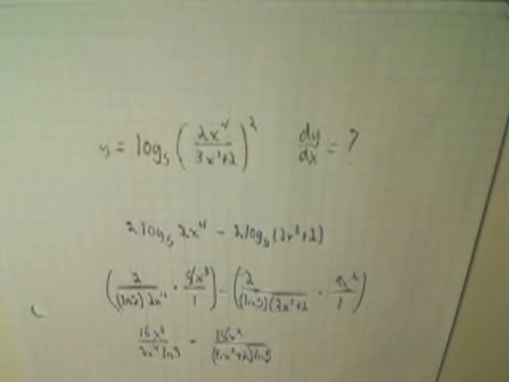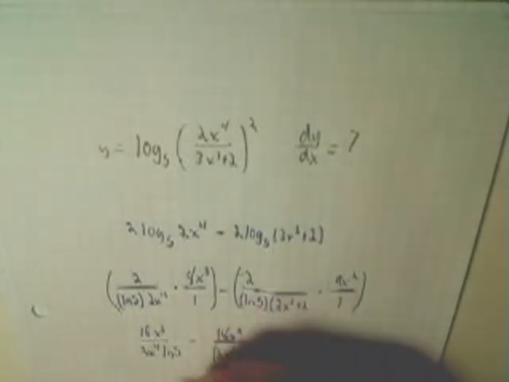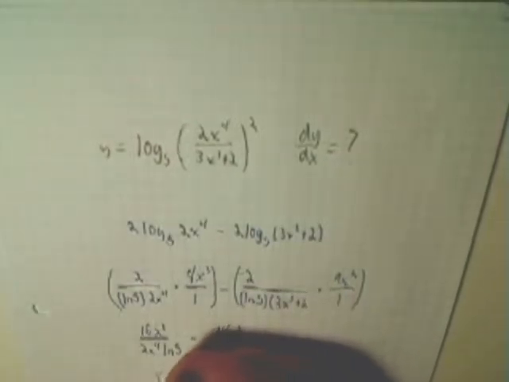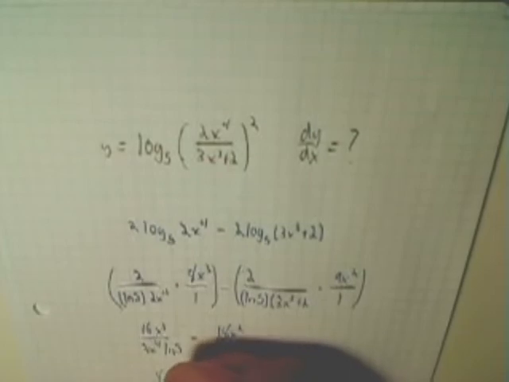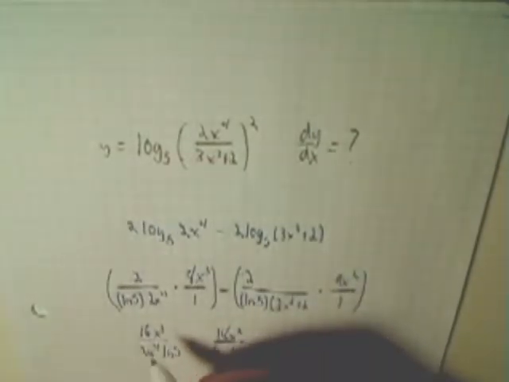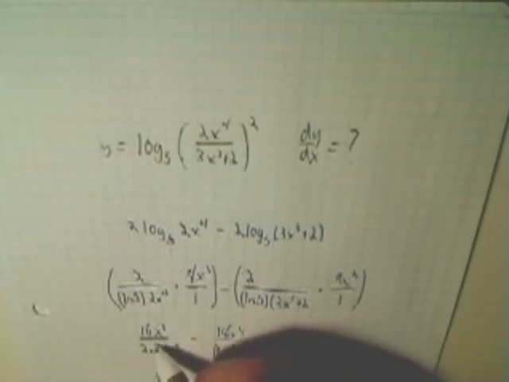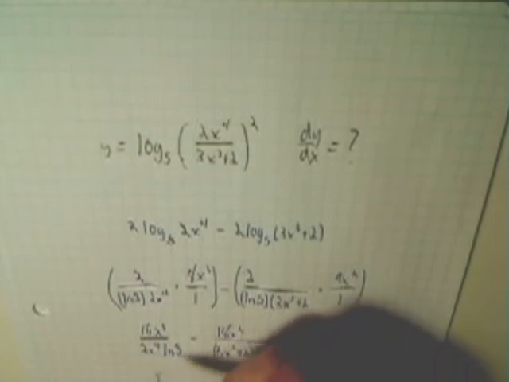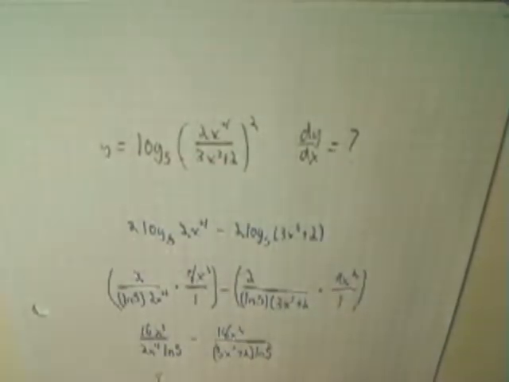And if you'd like, you can simplify the left expression to 8 over x ln of 5 by canceling out the x to the third with the x to the fourth and 16 with 2, leaving you 8 on the top and x on the bottom.